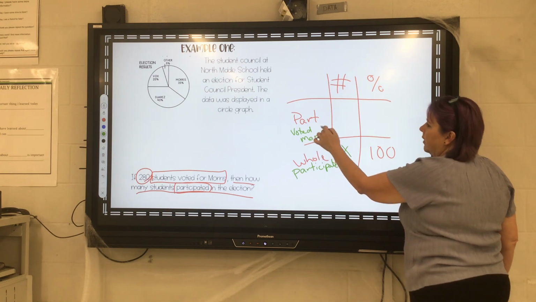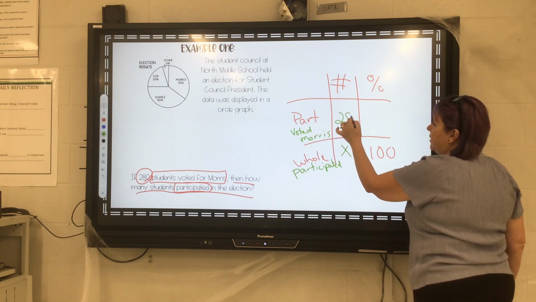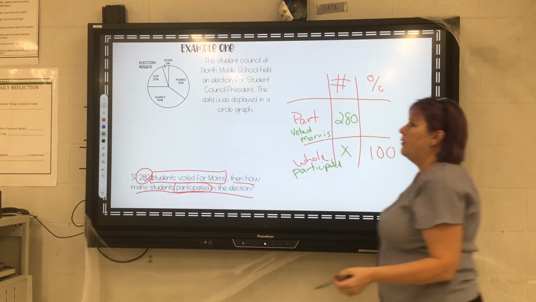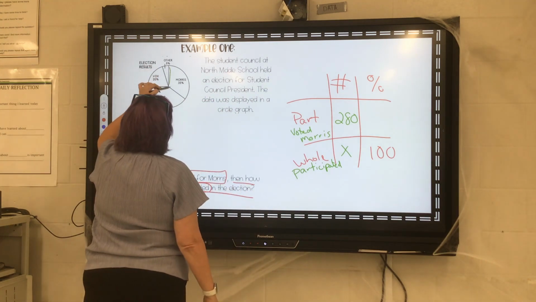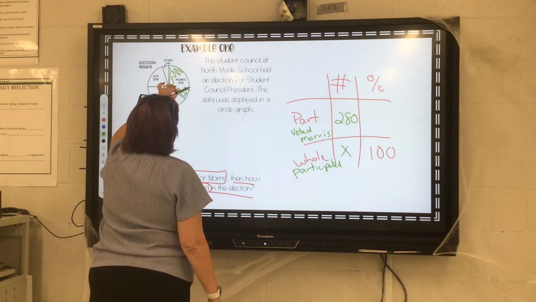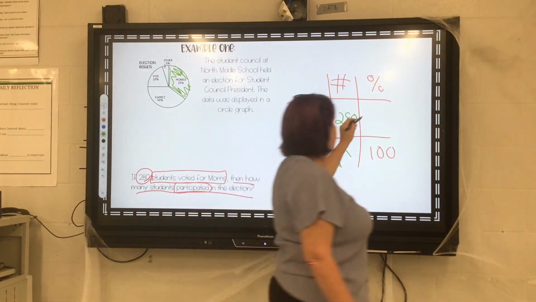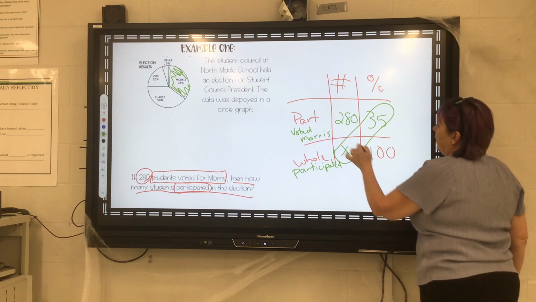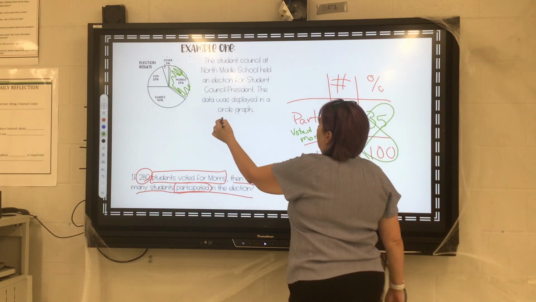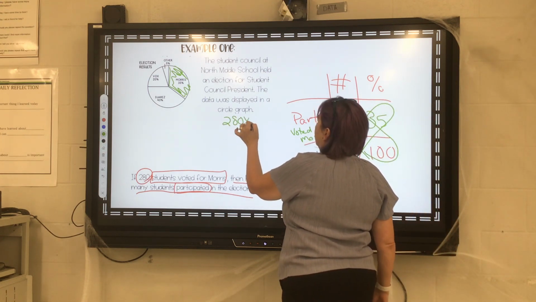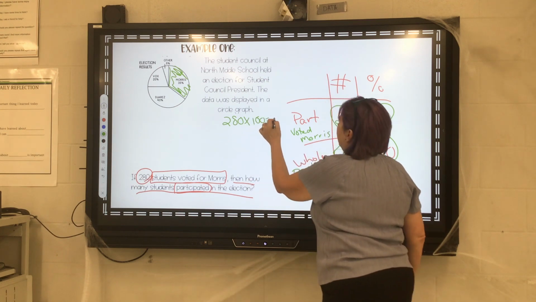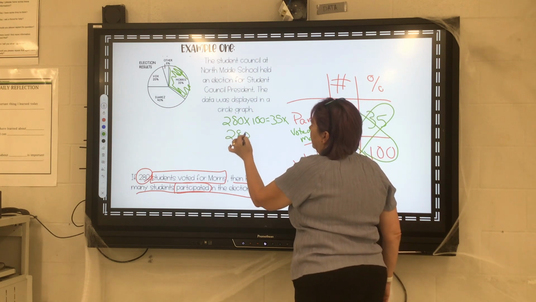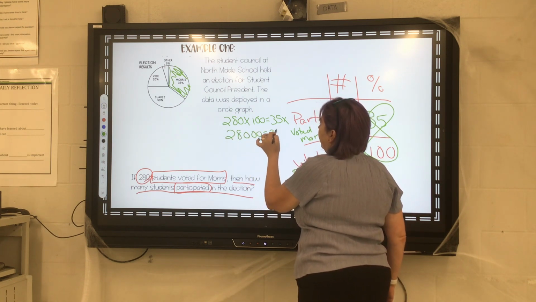We've got that part, and so we've got 280 students. We're needing the percent. Well, over here, we have Morris that has 35%. So that's where I get that information from. So I'm going to multiply, and I get 280 times 100 equals 35x. And you get 28000 equals 35x.